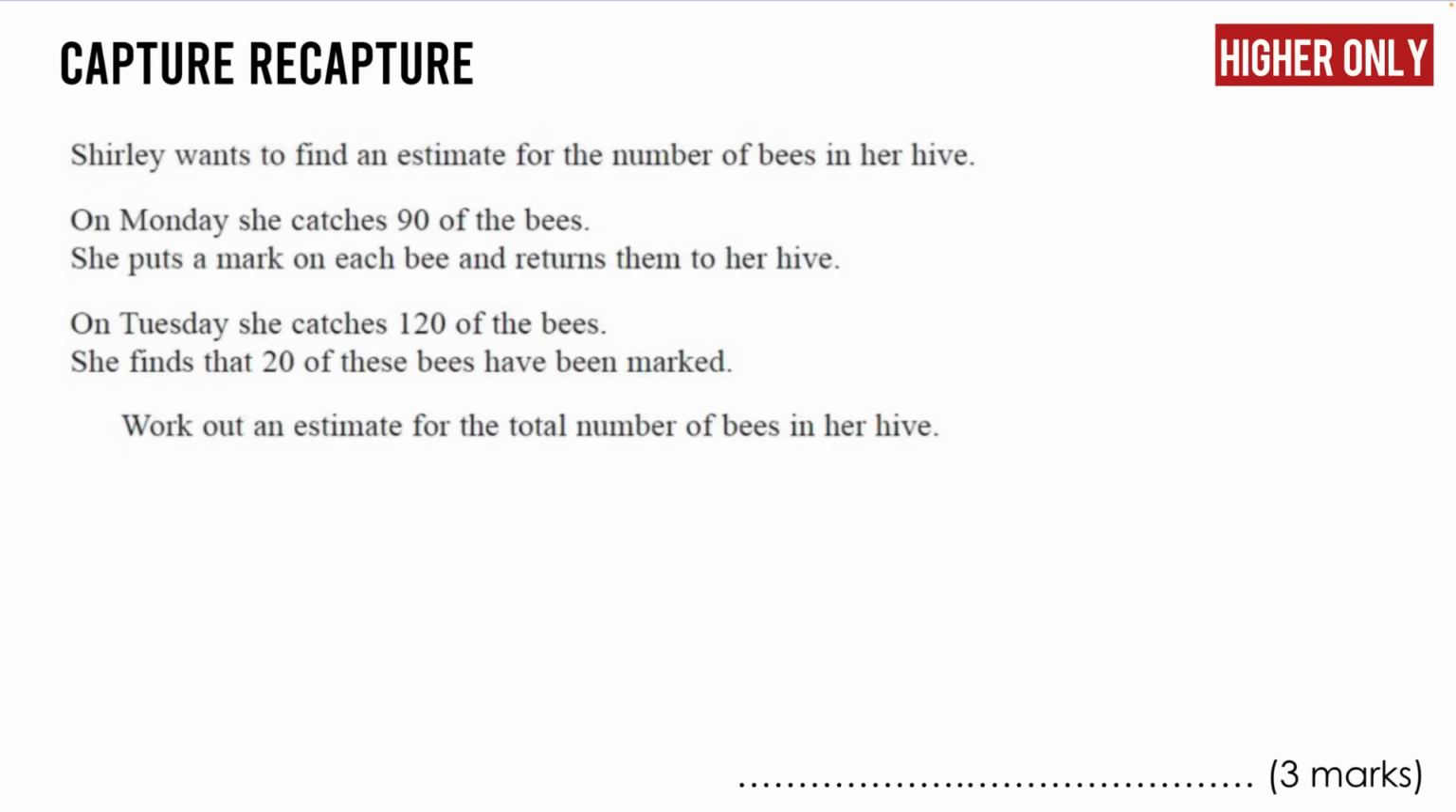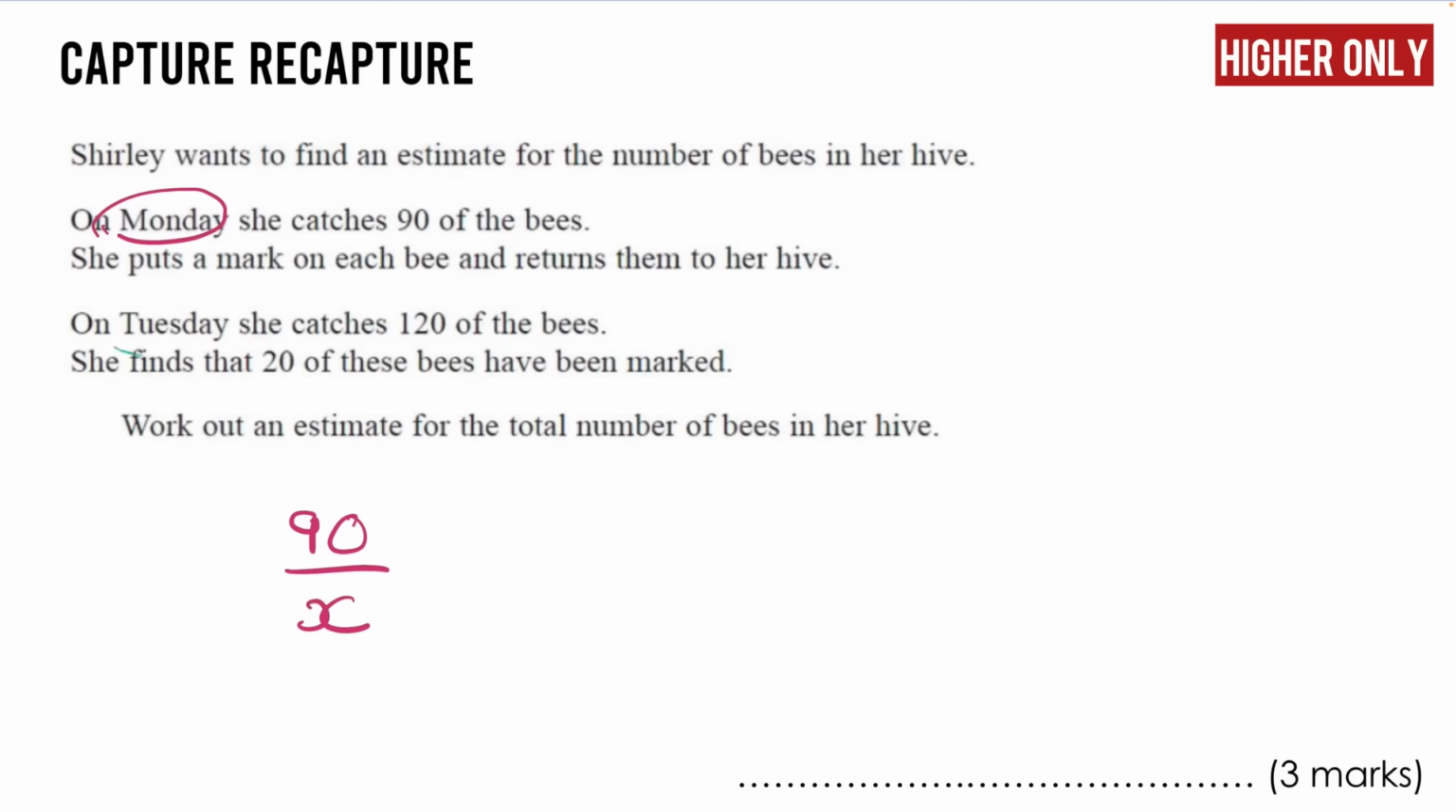Now with capture recapture, it's a really nice topic. We just need to write down the two proportions that we have in each capture. Now on Monday, we catch 90 bees. We put a mark on the bee and put them back into the hive. Now that was 90 out of a total that we weren't told. So that is the fraction of the amount for that particular capture.